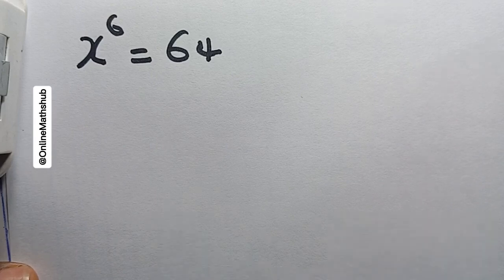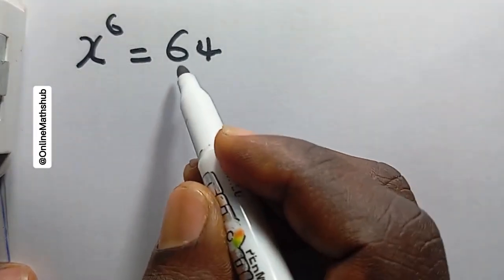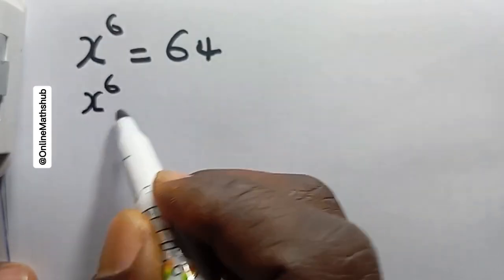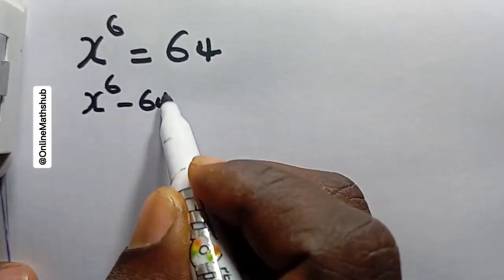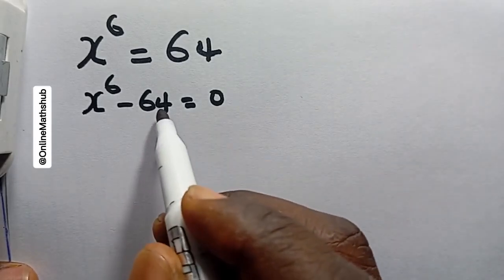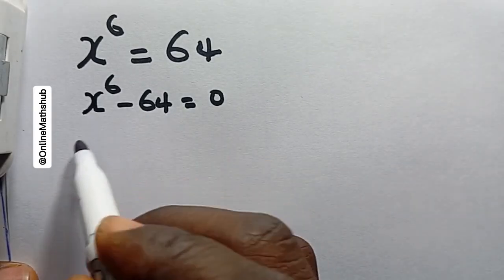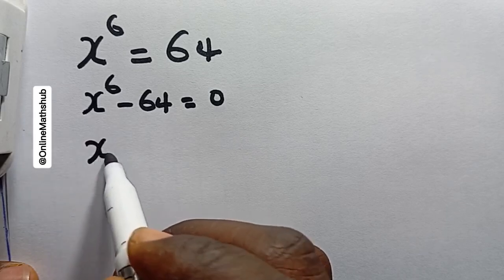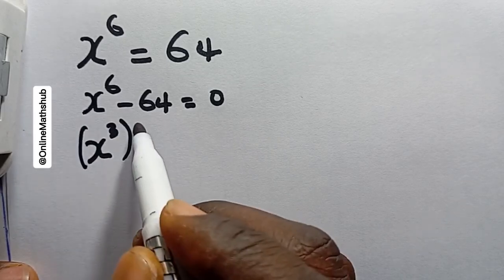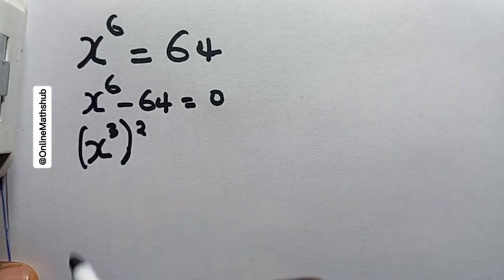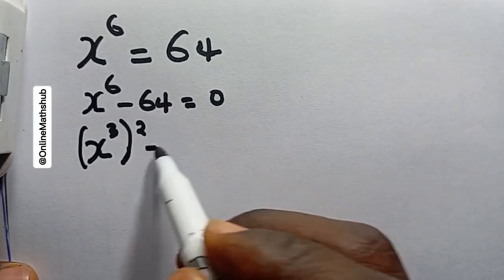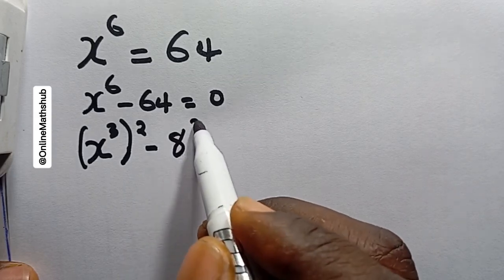Okay, so the first thing I want to do is to subtract 64 from both sides. If I do that, I'm going to have x power 6 minus 64 is equal to 0. Okay, so I can go ahead and rewrite this x power 6 as x power 3, and then of course power 2, which doesn't change anything because 2 times 3 still gives me 6, minus, then I can write this 64 as 8 power 2.